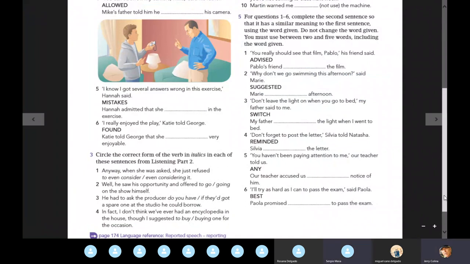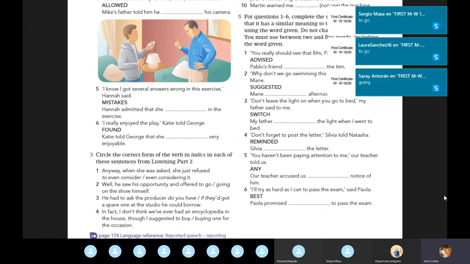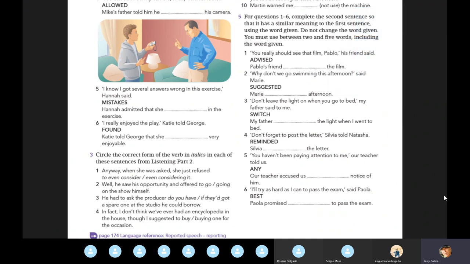Well, let's see the second. He says, well, he saw his opportunity and offered to go, or offered going, on the show himself. To go, going. We have all the options, but no, friends, the real answer is to go. Offer, infinitive. Offer to go, offer to help me. So remember, after offer, we use infinitive with to. So the correct answer is to go.